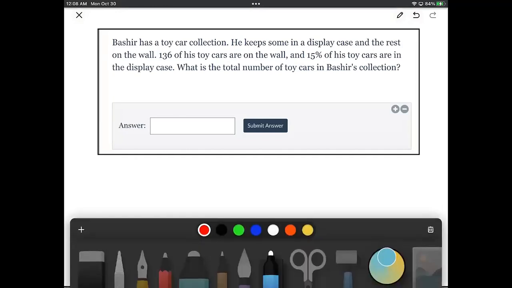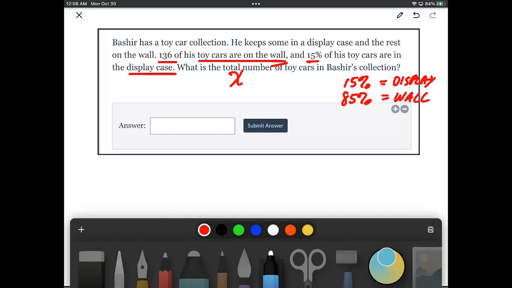First thing I want to make sure you understand is we're looking for the total number of cars. They did not give that to us. So, that's what we're trying to find. But we got to be careful. They're mixing things. They said 136 of his toy cars are on the wall. They're on the wall. And then 15% are in the display case. So if 15% are in the display case, that means that 85% must be on the wall. Okay? Because 15 plus 85 would give us 100.